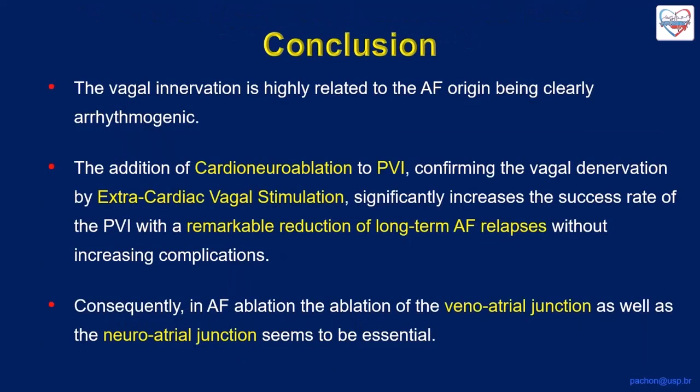In conclusion, we may say that the vagal innervation is highly related to the atrial fibrillation origin, being clearly arrhythmogenic. The addition of cardioneuroablation to pulmonary vein isolation, confirming the vagal denervation by extracardiac vagal stimulation, significantly increases the success rate of the pulmonary vein isolation with a remarkable reduction of long-term atrial fibrillation relapses without increasing complications. Consequently, in atrial fibrillation ablation, the ablation of the veno-atrial junction as well as the neuroatrial junction seems to be essential.